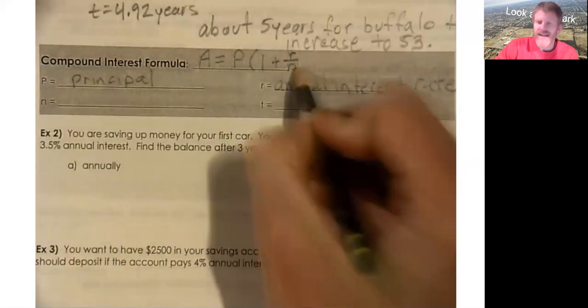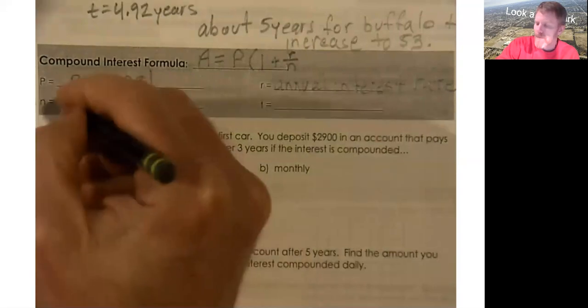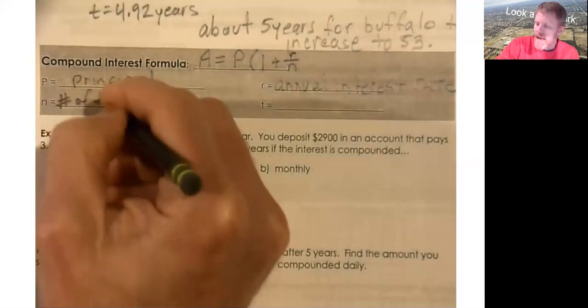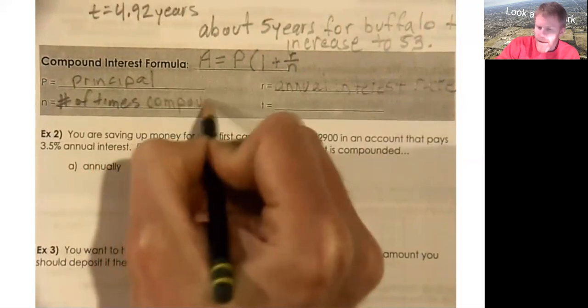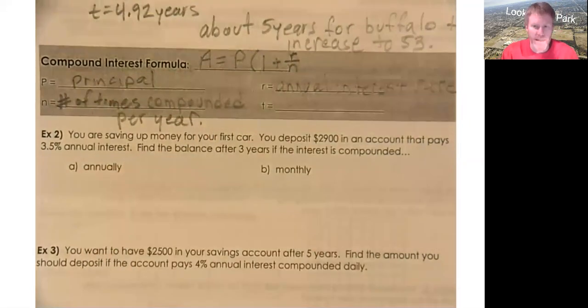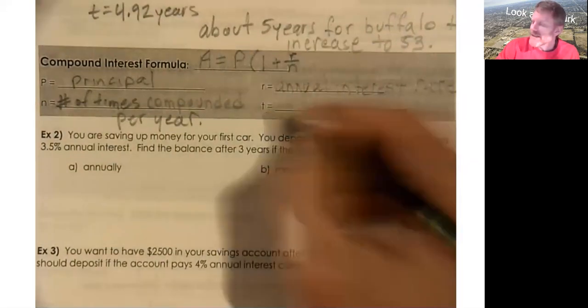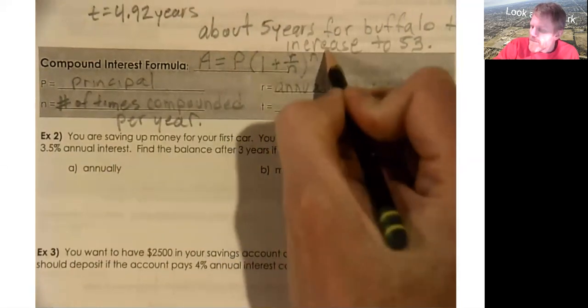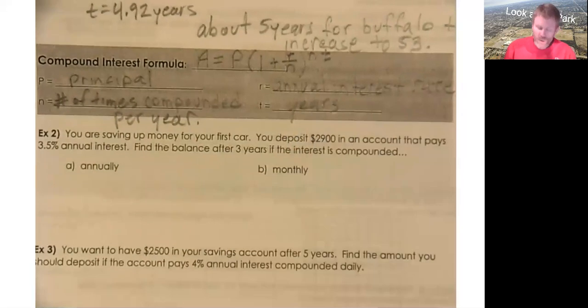And we divide that by N. You're taking that interest rate and you're going to break it into little pieces. N is a number of times compounded per year. How often are you compounding it? Are you compounding it once a month, once a week, every day, every second? Okay, and T is going to stand for your years. It's the time that you're doing these compounds in, and the T is years.